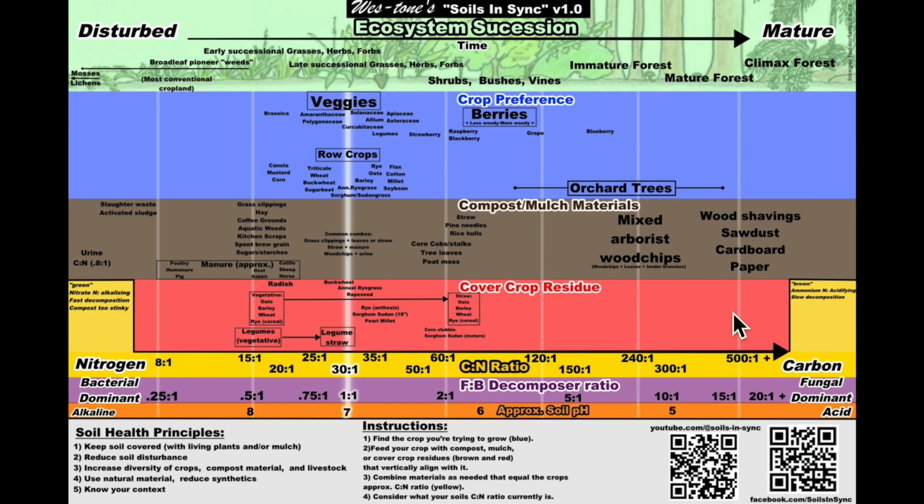Just a quick look at the chart headings. In green here we have a quick look at the ecosystem succession. In blue we have our crop's preference, where it prefers to be along the ecosystem succession. We have compost and mulch materials aligned with their carbon to nitrogen ratios, as well as cover crop residues and their corresponding fungal-to-bacterial decomposer ratio, as well as the approximate soil pH. I've listed these soil health principles here so that they're always available at a glance.